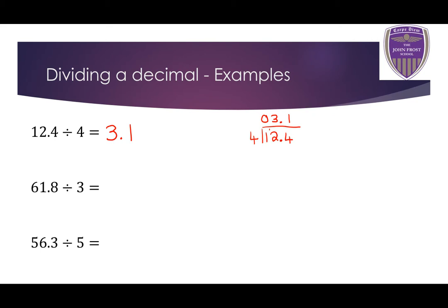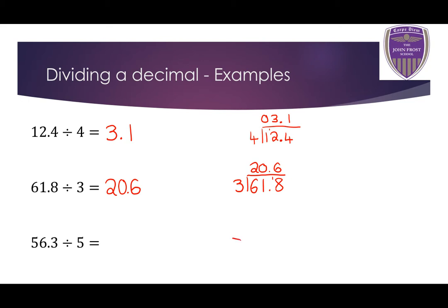61.8 divided by 3. Again, we're just going to do our normal bus stop method. So the 3 goes on the outside and 61.8 goes on the inside. How many 3s are in 6? There's 2 3s in 6. How many 3s are in 1? 3 is too big to go into 1, so we're going to have a remainder 1, which is going to go by the 8. Remember to put that decimal point in. Now, how many 3s are in 18? There are 6 3s in 18. So the answer to 61.8 divided by 3 is 20.6.